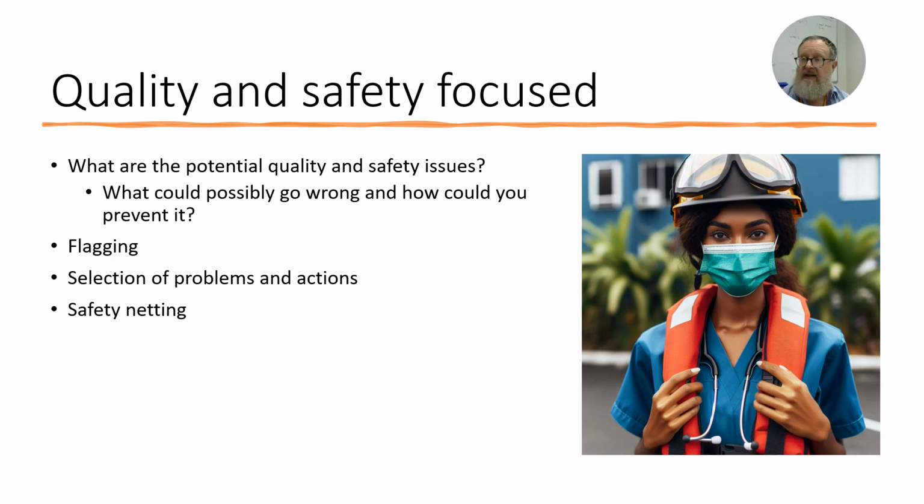Handovers like a discharge summary are key risks for errors, and they're also key enablers of quality care. So ask yourself, what are the potential quality and safety issues? What could possibly go wrong? And how could I prevent it? So an example might be that the follow-up referral might get lost, but the patient's quite on top of things, and you've asked them to check if they haven't heard back in a week. This is an example of safety netting.